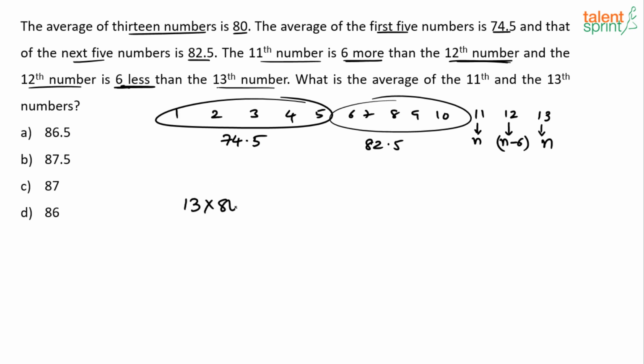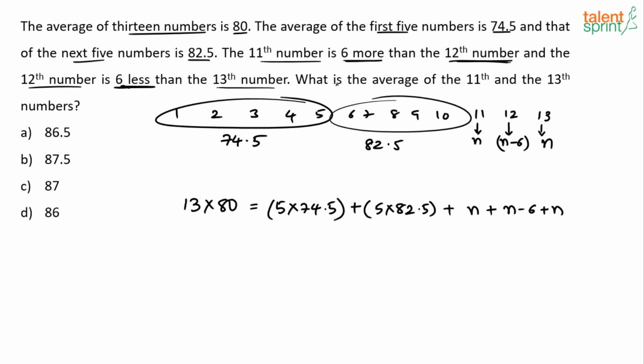What is the sum of all the 13 numbers? 13 into 80. Yes or no? If the average of 13 numbers is 80, total sum will be 13 times 80. This sum should be equal to sum of the first 5 numbers, which is 5 into 74.5, plus the sum of the next 5 numbers, which is 5 into 82.5, plus 11th number, 12th number, 13th number. So n plus n minus 6 plus n. You getting it?